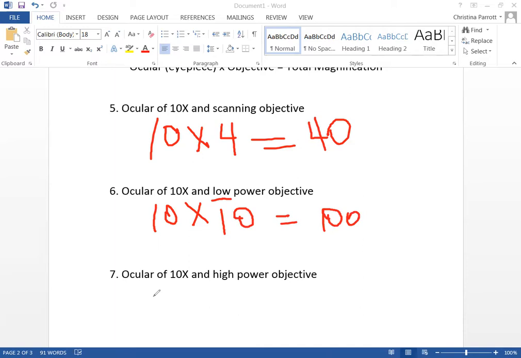Number 7, our ocular again is 10. So we're going to multiply 10 times our magnification from our high power objective. Our high power objective has a magnification of 40. So 10 times 40 means we have a total magnification of 400.